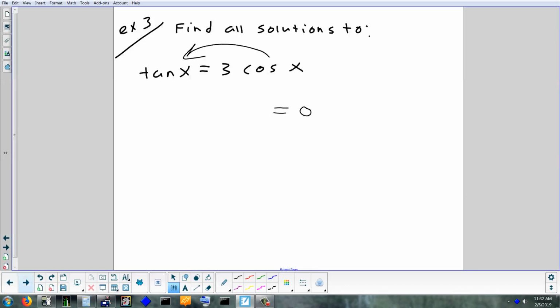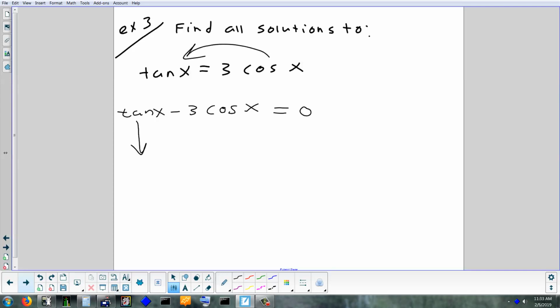How would I get 3 cosine x on the other side? Yep, subtract. Okay, so now we have an equation that has 2 trig terms in it. You've got to find the period of each one and then do the LCM.